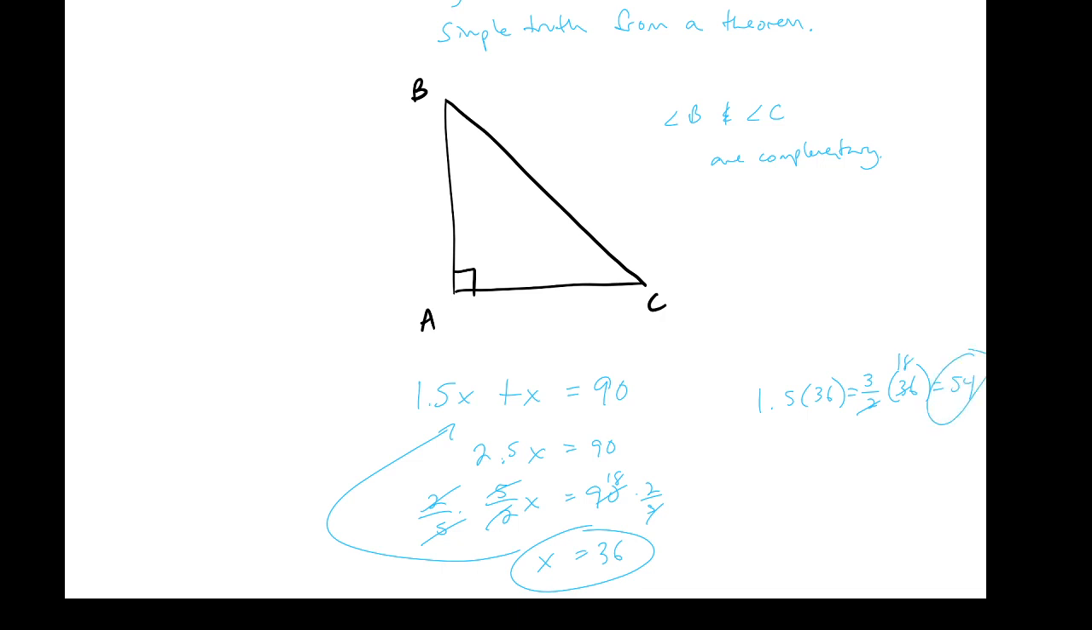Now, again, what we could have done is once we solve for one of them being 36 degrees, you just know that if they're complementary, the difference between 90 and 36 is 54. So you just do 90 minus 36.